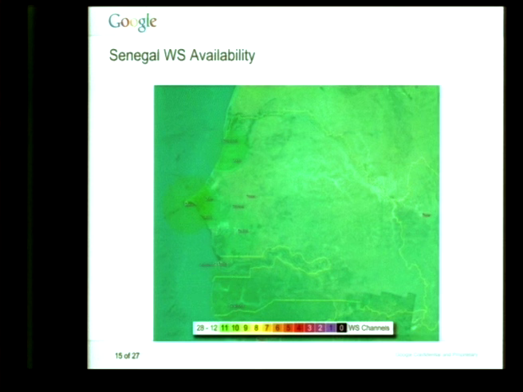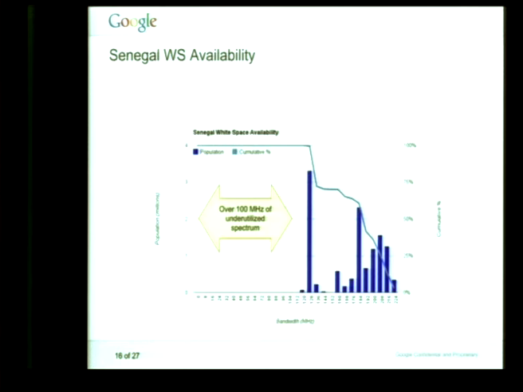And again, if you do that exercise of overlaying population density over the availability map, we get a similar chart as before, but a very different result. Here you can see that for pretty much 100% of the population, no matter where you go in Senegal, you will find that there's at least 100 megahertz of underutilized spectrum available. Some will have more, but as a minimum, there's 100 megahertz of underutilized spectrum available.